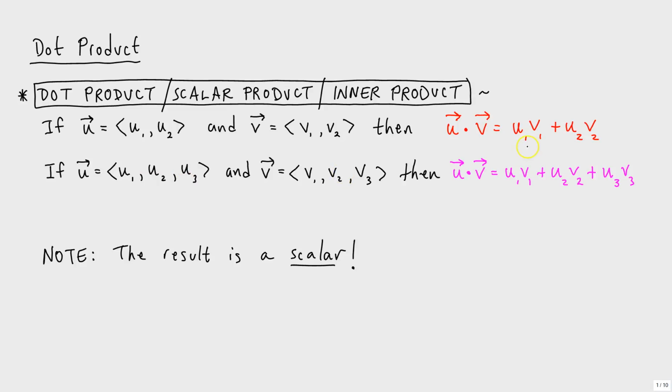But what's really important here is notice that when you multiply and add, you're going to end up with a scalar. So the result of the dot product is a scalar, a constant. It's not a vector. So the dot product of two vectors is a scalar, not a vector.